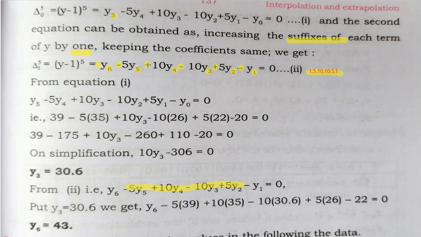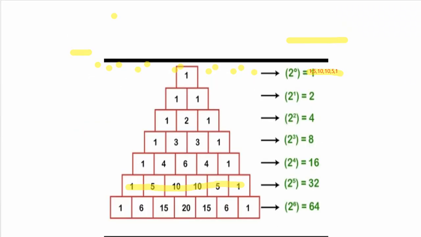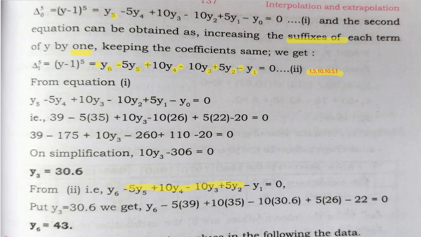The Pascal triangle that I have shown here gives 1, 5, 10, 10, 5, 1. The same values I have entered here: 1, 5, 10, 10, 5, 1. What is the equation? This is equation number 2. This we will call equation number 2.